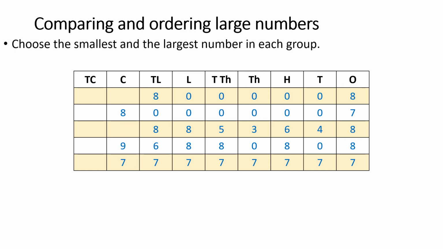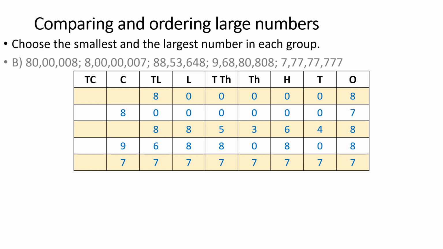Choose the smallest and the largest number in each group. The second group is this. It is a set of numerals. I'm just reading the number names first. 80 lakh 8, 8 crore 7 lakh 88 thousand 53,648, 9 crore 68 lakh 80,808, 7 crore 77 lakh 77,777. Now here it is ones, tens, hundreds, thousands, 10,000s, lakhs, 10 lakhs, crores and 10 crores place in our place value chart, in the Indian place value chart.